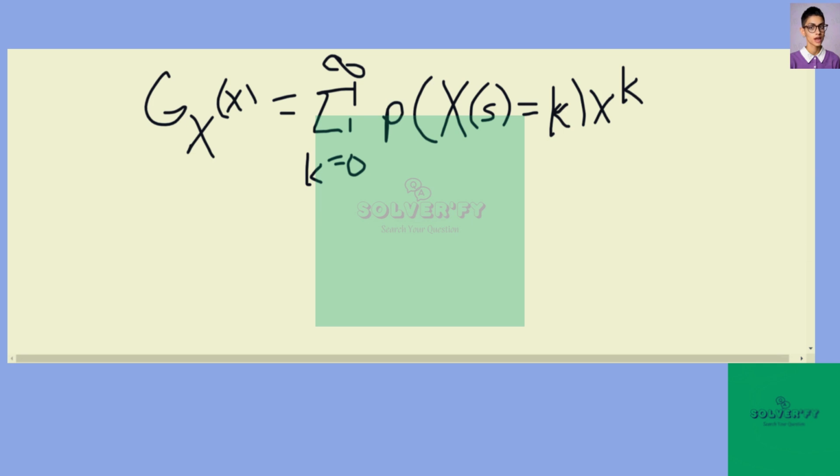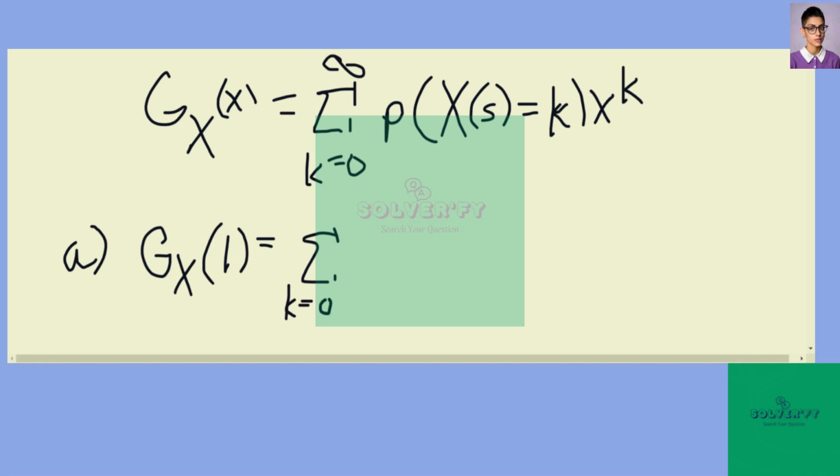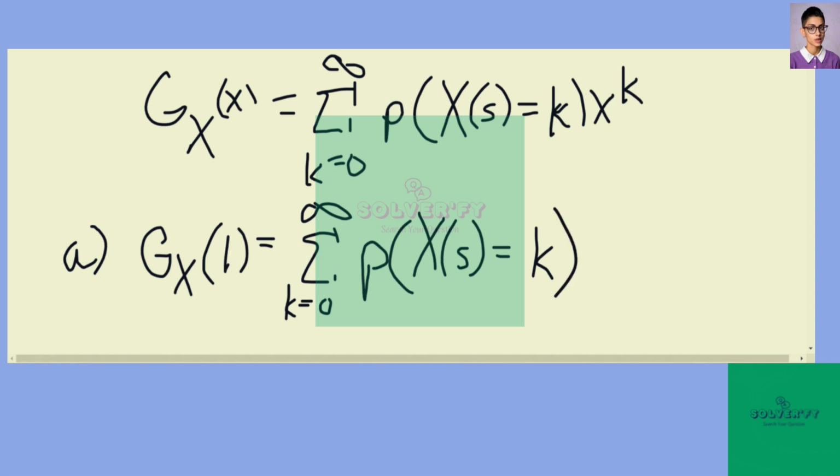So in part A, we have that G_X(1) is equal to the sum from k equals 0 to infinity of the probability that X(s) is equal to k. And we have, by the property of probabilities, that this sum over the whole sample space must be equal to 1.